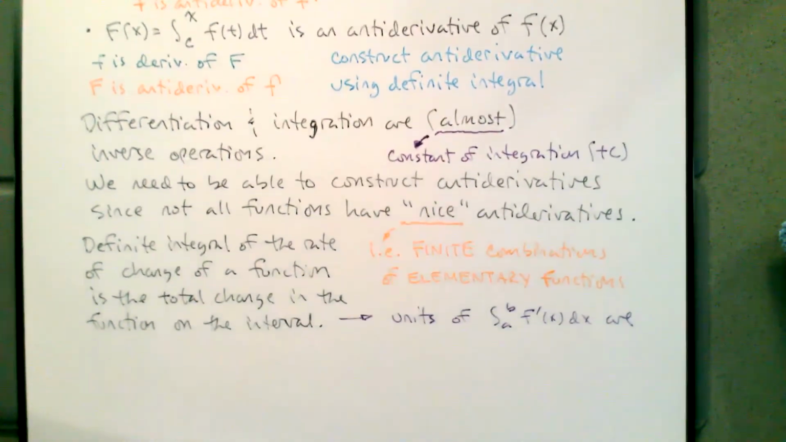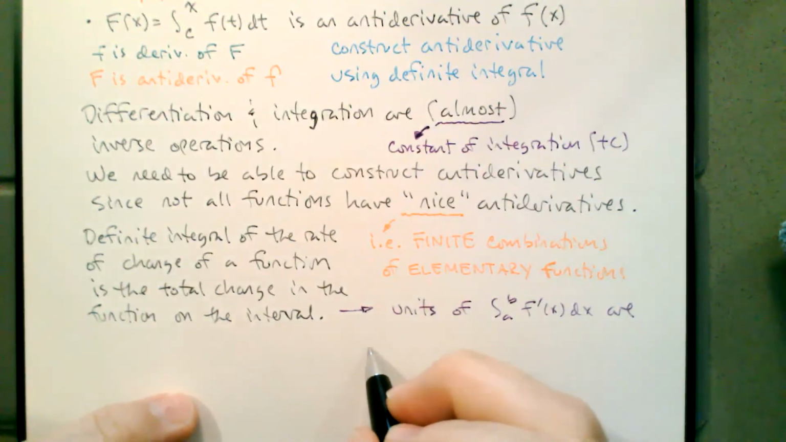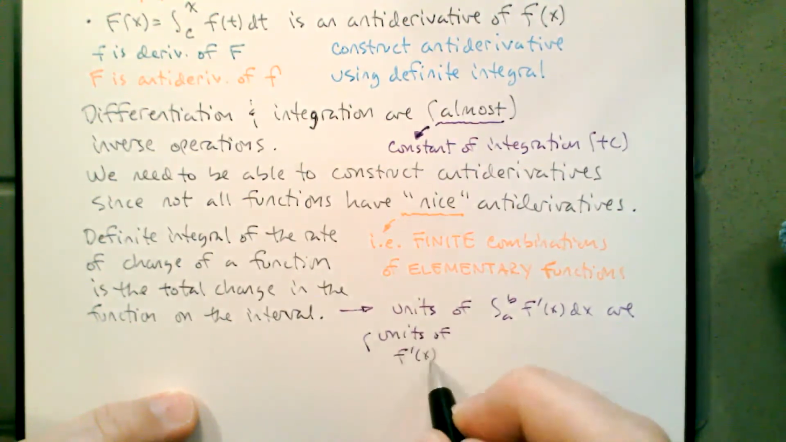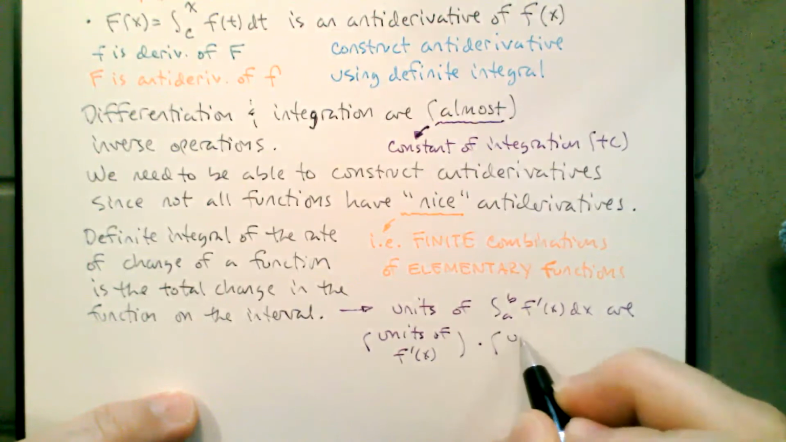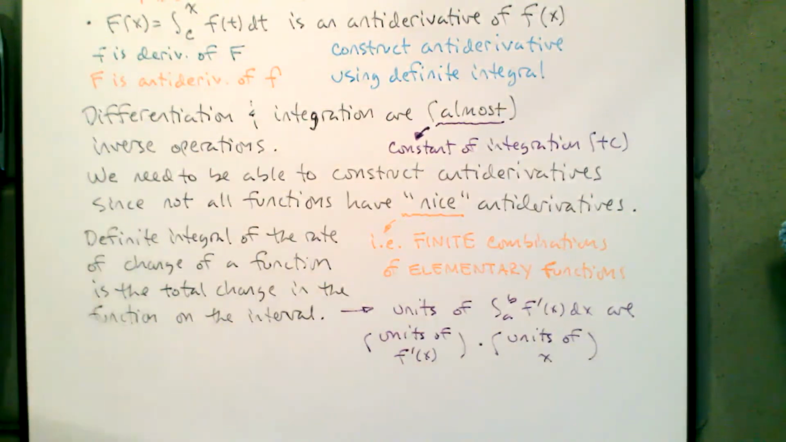So another good way to determine the units of the definite integral is that it's going to be the units of f prime of x multiplied by the units of x. So whatever the units of the function you're integrating, you multiply those by the units of x, and those will give you the units of the definite integral. And that could be a way that we interpret what the definite integral is telling us.